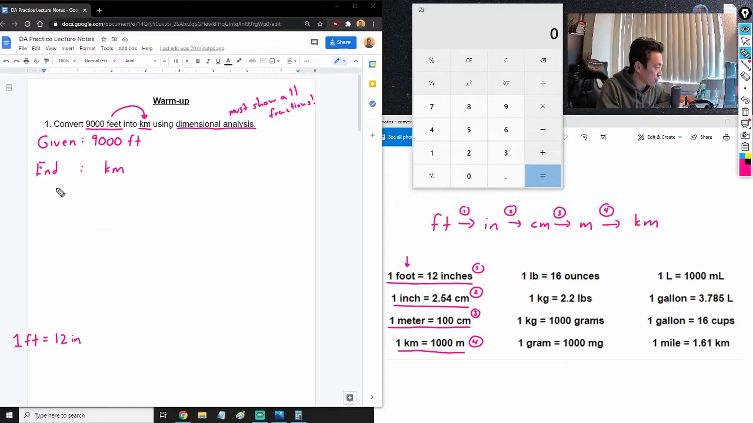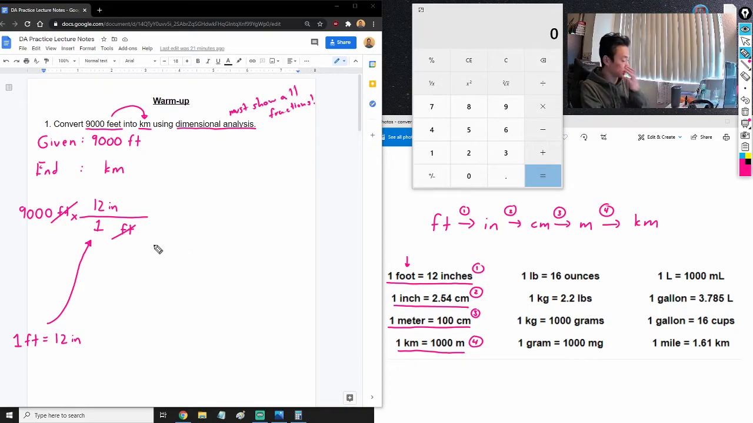So we're going to write our starting number. Our starting number is 9,000 feet. And we're going to set up a fraction. Now we know that when we want to get rid of something, we're going to put it on the bottom of the fraction. We're going to put feet on the bottom so we can get rid of feet. Now we're going to use this equation right here. The number next to feet is 1, so we're going to put 1. And whatever 1 foot is equal to is what we put on the top. So it's equal to 12 inches. So we're going to put 12 inches on top. And that lets us cross out the feet because top and bottom cancels out.